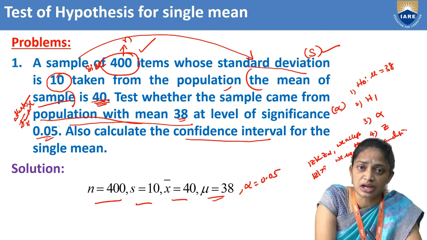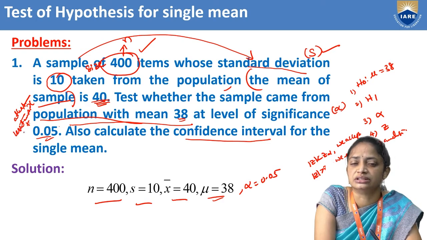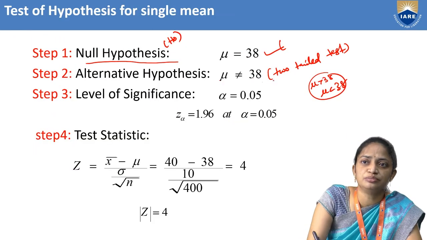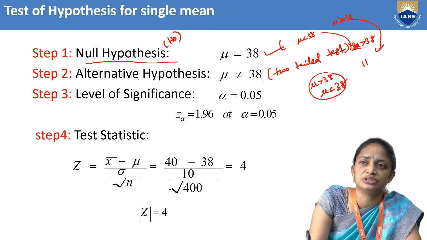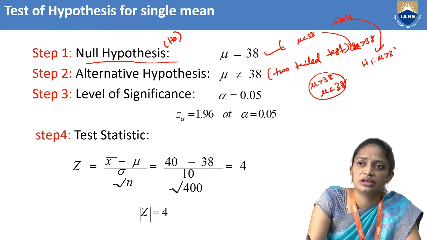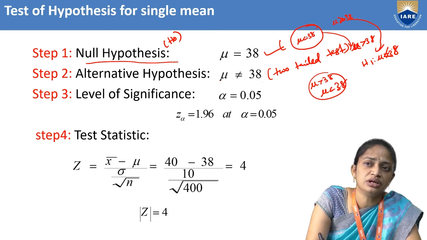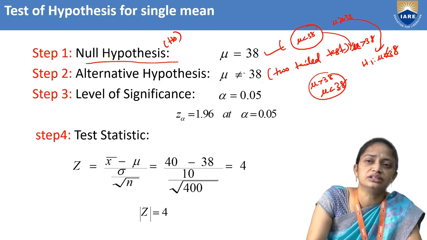If they mention less than, meaning our statement is mu less than 38, then the alternative hypothesis, being the opposite of the null hypothesis, has to be mu greater than 38. So in the question they will sometimes mention whether it is less than or greater than. If they have not mentioned it before the given statement, then you can directly take not equal to.